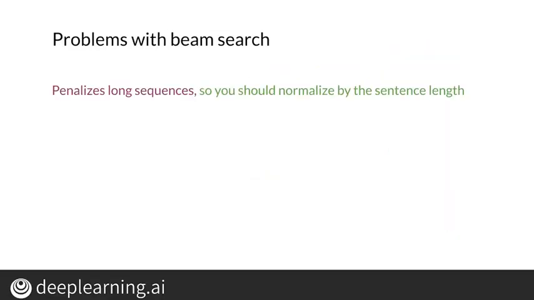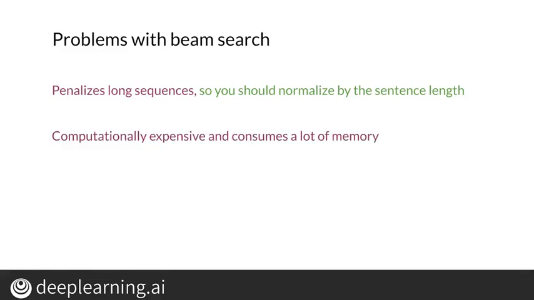The vanilla version of beam search has some disadvantages. For instance, it penalizes the choice of long word sequences because the probability of a sequence is computed as the product of multiple conditional probabilities. However, you could normalize the probability of each sequence by its number of words to avoid this problem. Beam search also requires you to store the b most probable sequences and compute conditional probabilities given all of those sequences. Therefore, this method could be computationally expensive and consumes a lot of memory.